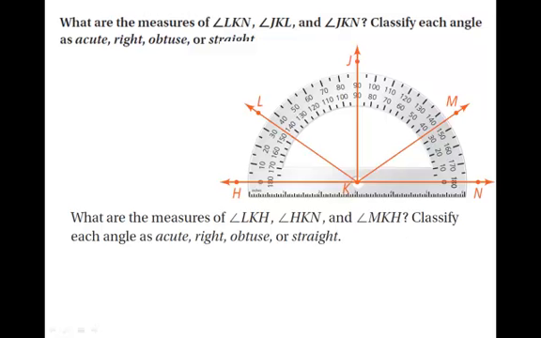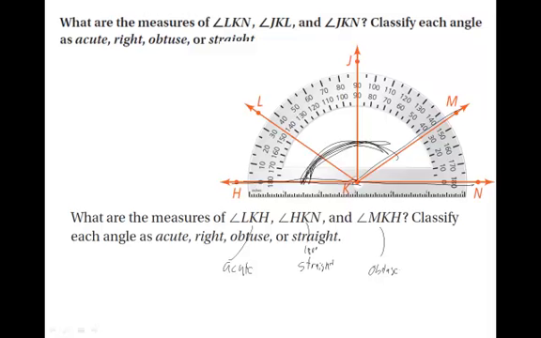So when we're talking about measures, if you want to classify these, if you look at LKH, that's this part right here. Obviously, that's acute. What about HKN? Again, I like to just trace it: HK and then all the way to N. That's 180 degrees, so it's going to be a straight angle. What about MKH? That's M, then K, then H. So that's this whole area right here between these two rays. That one's going to be obtuse.